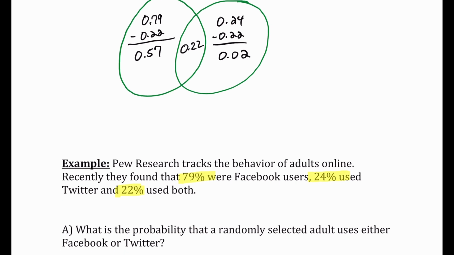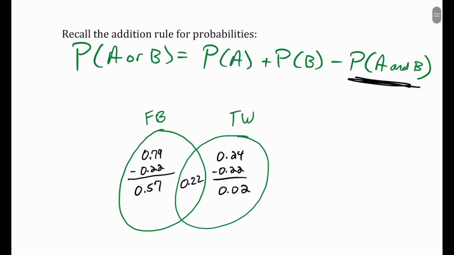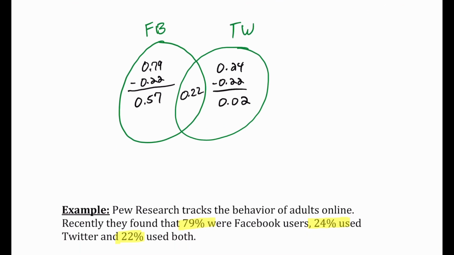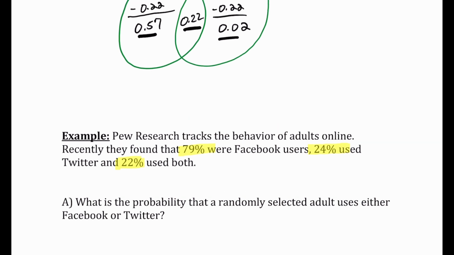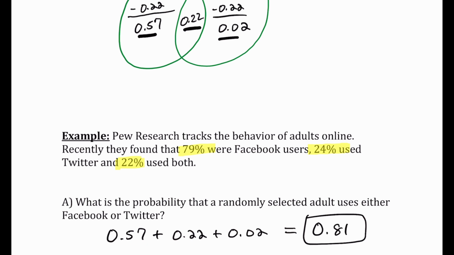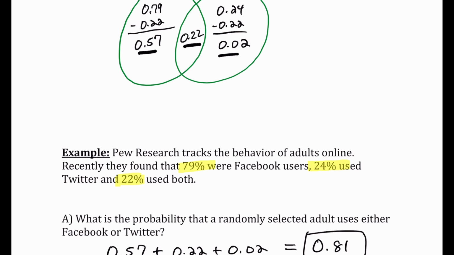All right. Now, if we want to answer question A, what is the probability that a randomly selected adult uses either Facebook or Twitter? Because I have subtracted away the probability of A and B from both of these, all we simply have to do is add these probabilities together. So the probability that a randomly selected adult uses either Facebook or Twitter will be 0.57, plus 0.22, plus 0.02. If we add those up, we get 81% or 0.81. So once again, because we've subtracted away the intersection of Facebook and Twitter, we could simply add those percentages together. All right, let's go to the next part.